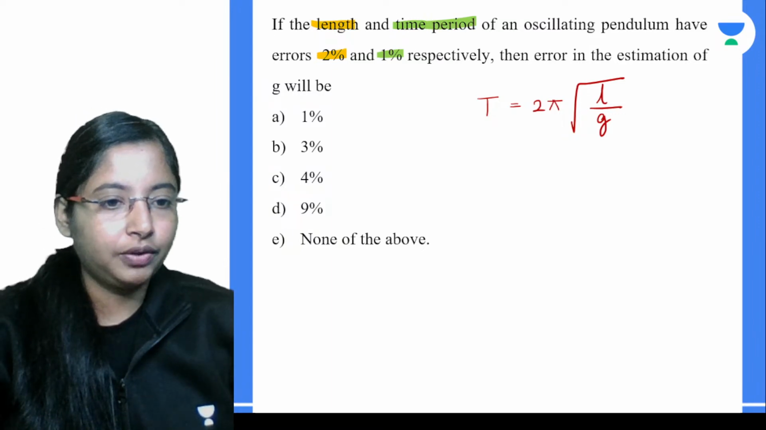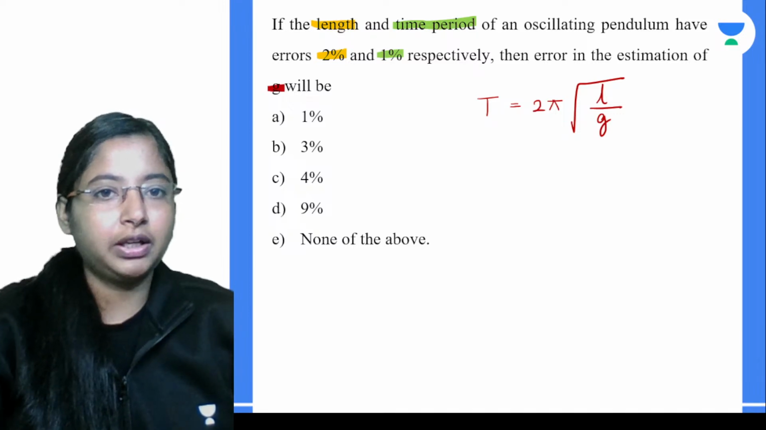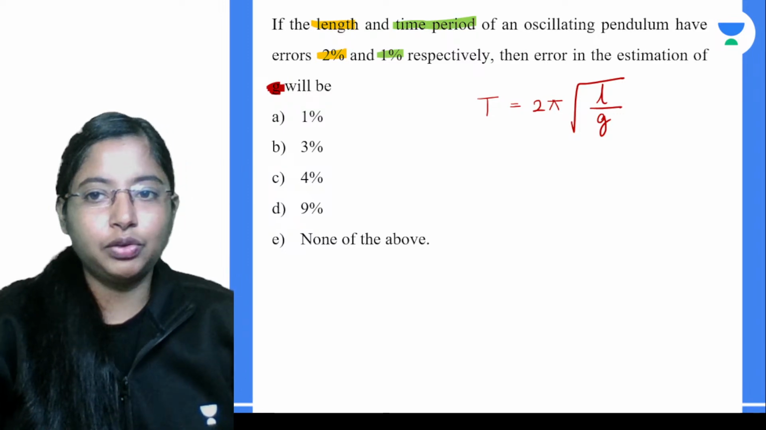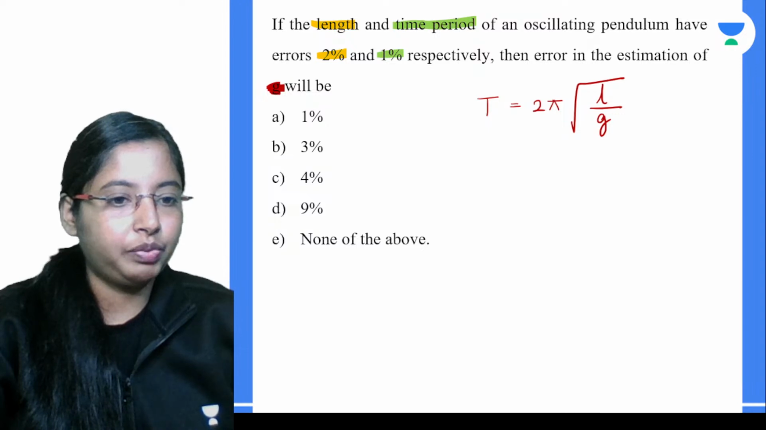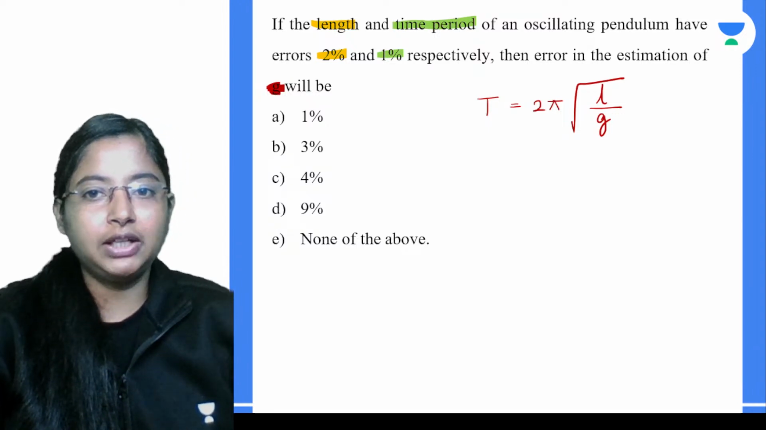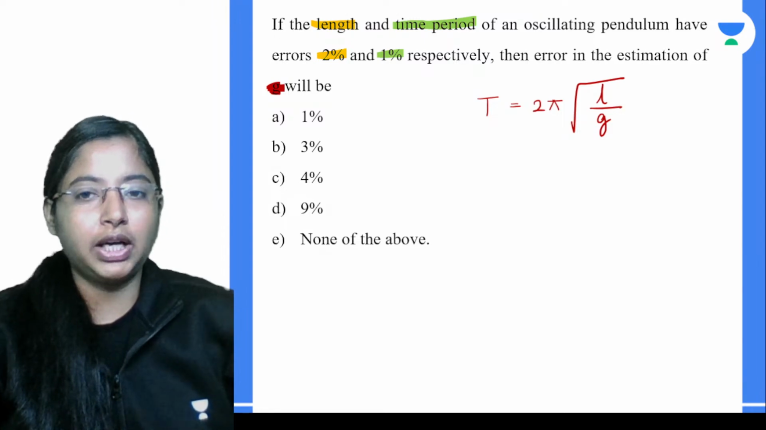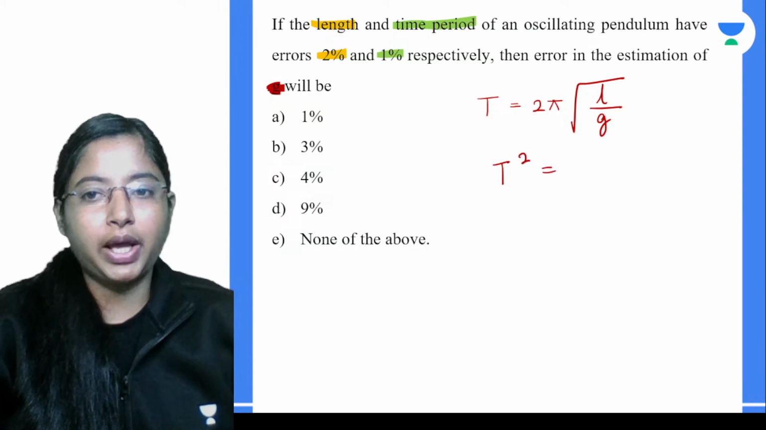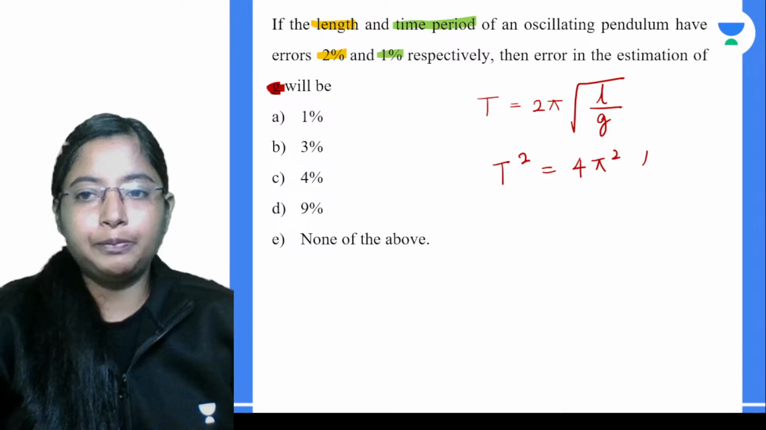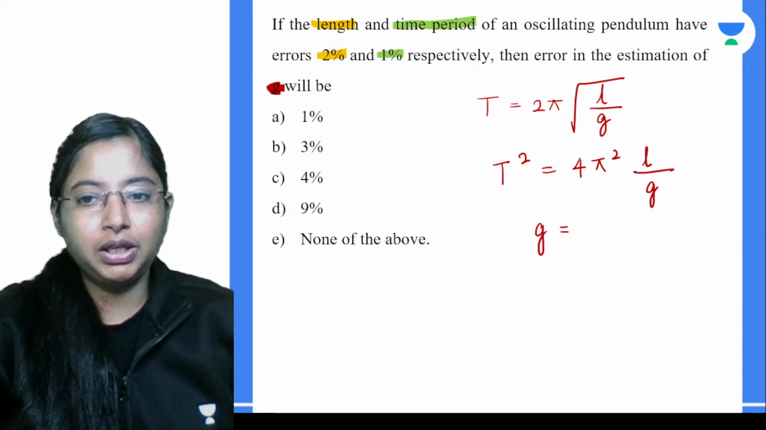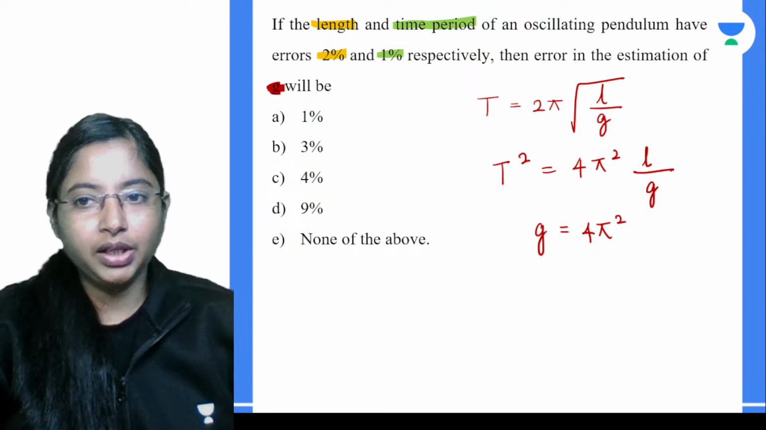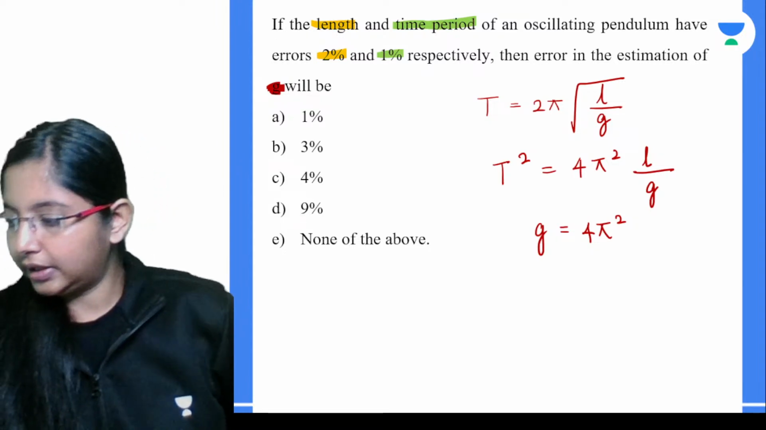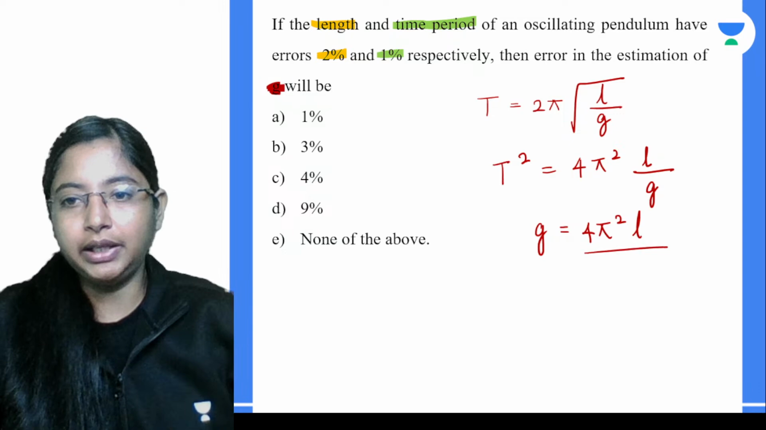What do we need to find over here? We need to find the percentage error in G. That's very simple. First we have to write this equation so that we get G on one side and all of the quantities on the other side. For that, we can square both sides. So this side, if I square, this becomes 4 pi square, then L by G. From here G is nothing but 4 pi square L by T square.